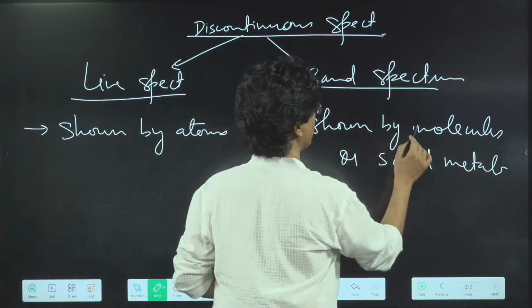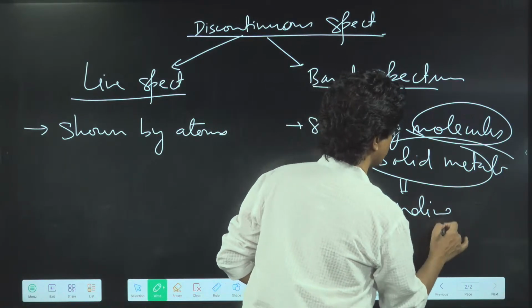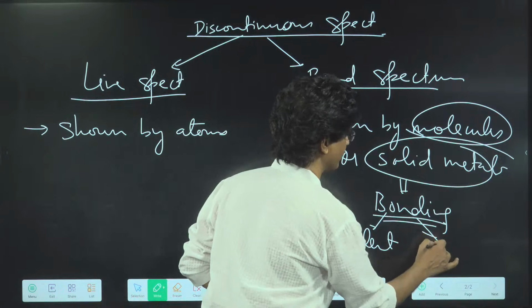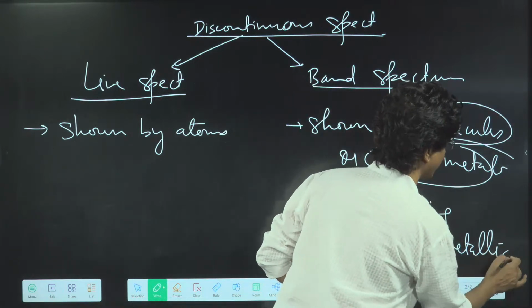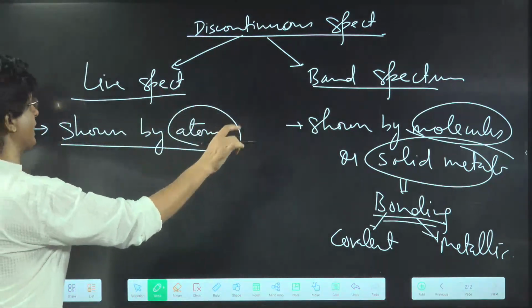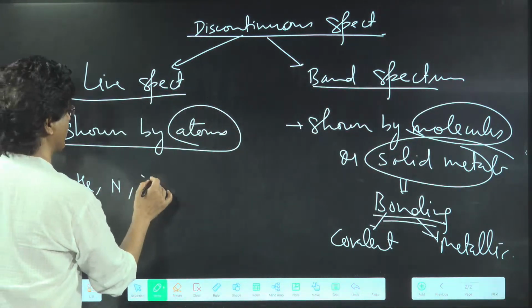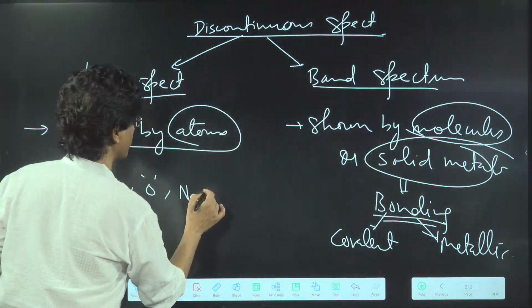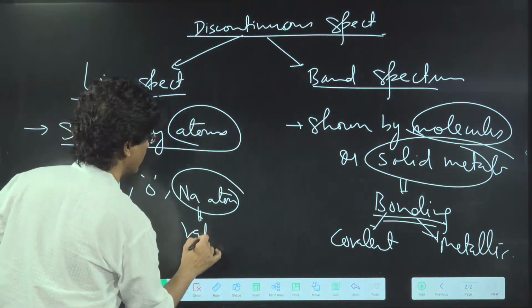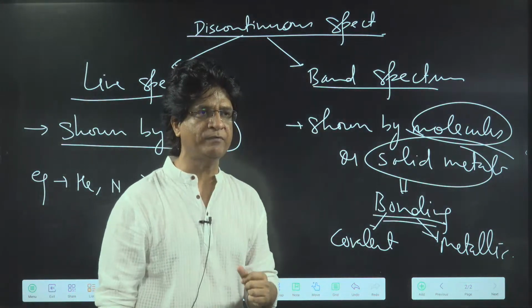When I'm saying molecules or solid metals, I'm looking for some kind of bonding. This bonding can be covalent bonding, or it can be metallic bonding. Are you getting that? But when I'm talking about atoms, I'm looking for individual atoms. For example, I can have helium atom, nitrogen atom, oxygen atom, maybe sodium atom. Sodium atom is only possible in vapors. When you vaporize the sodium metal, it will become individual atoms in the form of vapors.